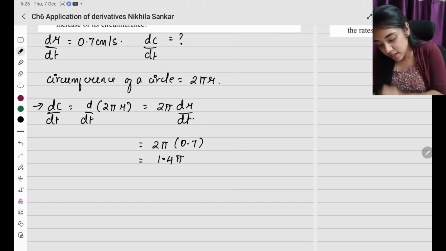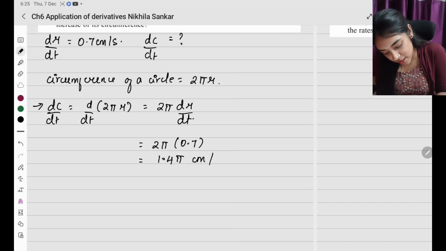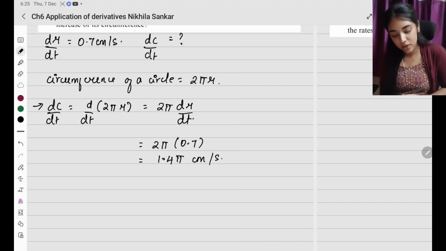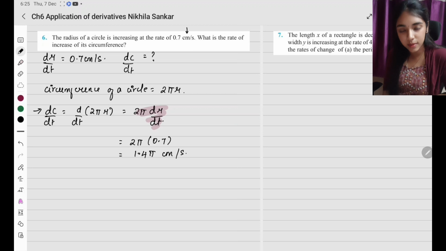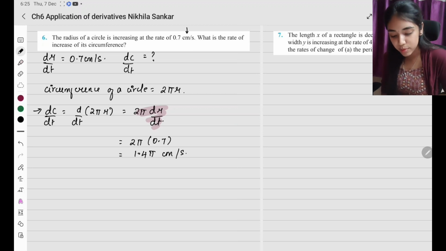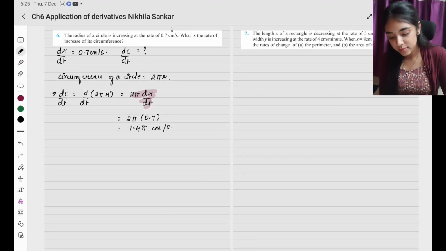We are talking about the circumference, so the unit is centimeter per second. This is why we are not given the value of r. In this particular equation there is no r, correct? We have differentiated r with respect to t, so you do not have the variable r or the radius value. Okay, please copy.